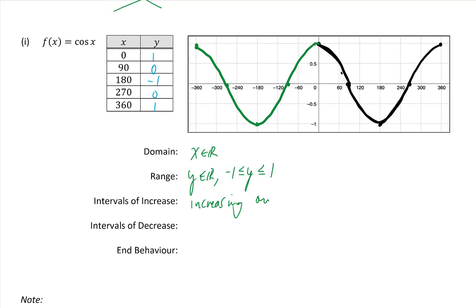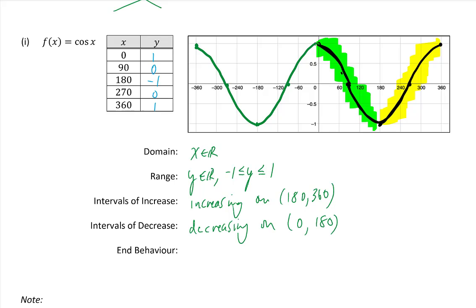Intervals of increase. So this is increasing. Let's take a look at just one cycle. From 180 to 360. And finally decreasing from 0 to 180. Again, we're not going to worry about end behavior for our periodic functions.